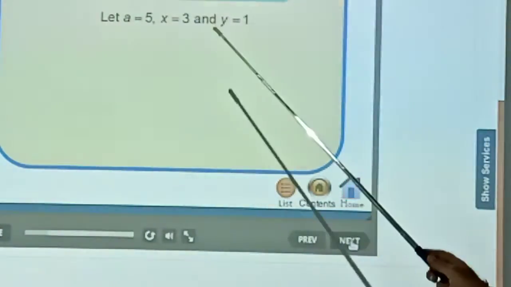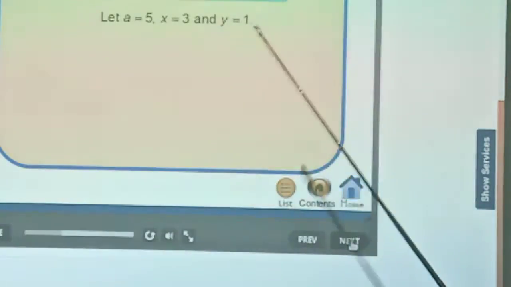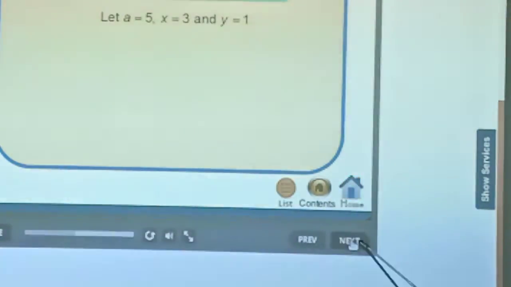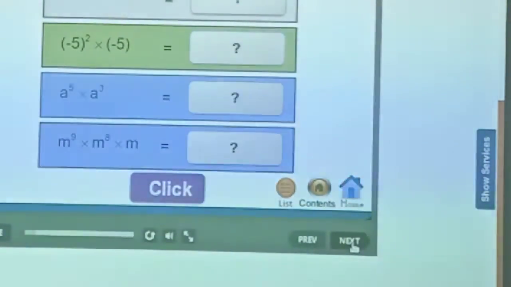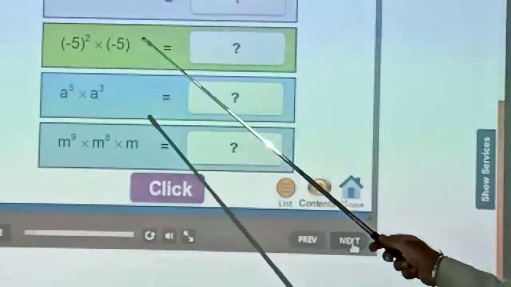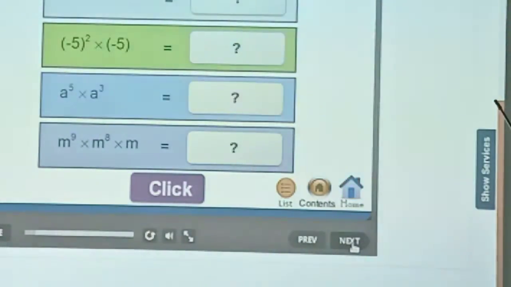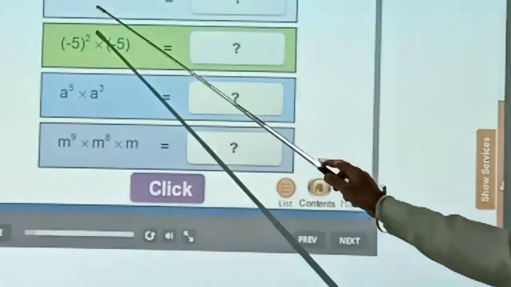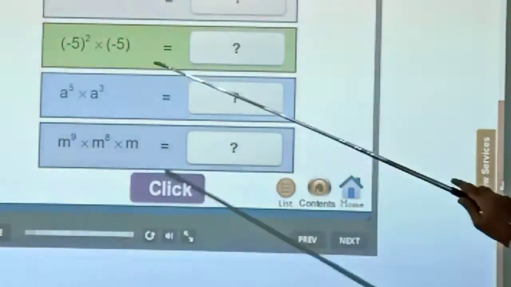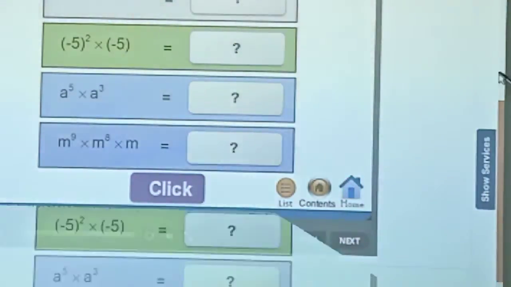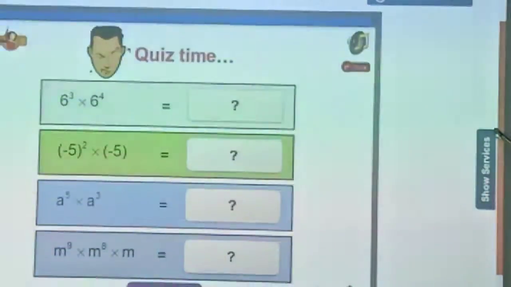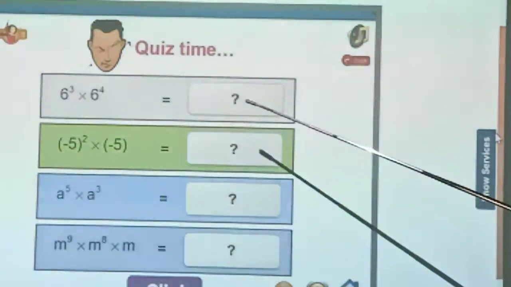One more example. A is 6, x is 3, and y is 4. Now 6 raised to the power 3 and 6 raised to the power 4, both powers will get added, and then we will have 6 raised to the power 3 plus 4, means 6 raised to the power 7. This is 6 raised to the power 7.